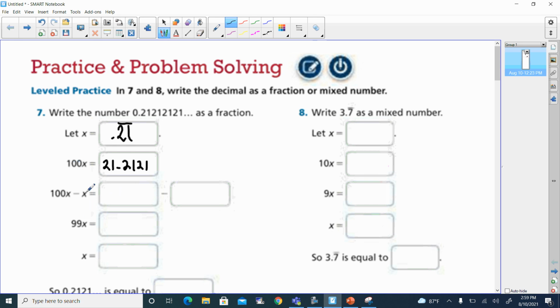All right, now we subtract one of them. So that means we're going to have the number we created, 21.21 repeating, minus the number that we have here, x. x is 0.21 repeating. Now, if we do that, we're subtracting 0.21 and 0.21, and that's going to just leave us 21. Now, we have to divide the 99 away from x, which would make 21 over 99.